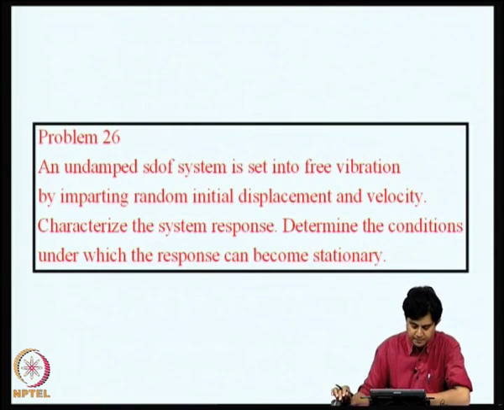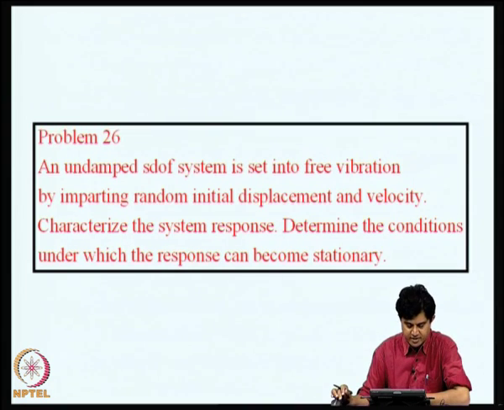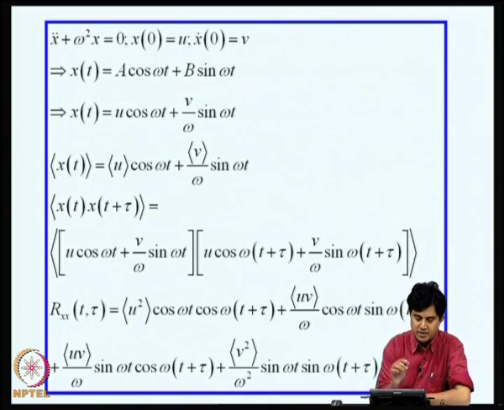Another simple problem: an undamped single degree of freedom system is set into free vibration by imparting random initial displacement and velocity. Characterize the system response. Determine the conditions under which the response can become stationary. So, this is a reasonably simple exercise.